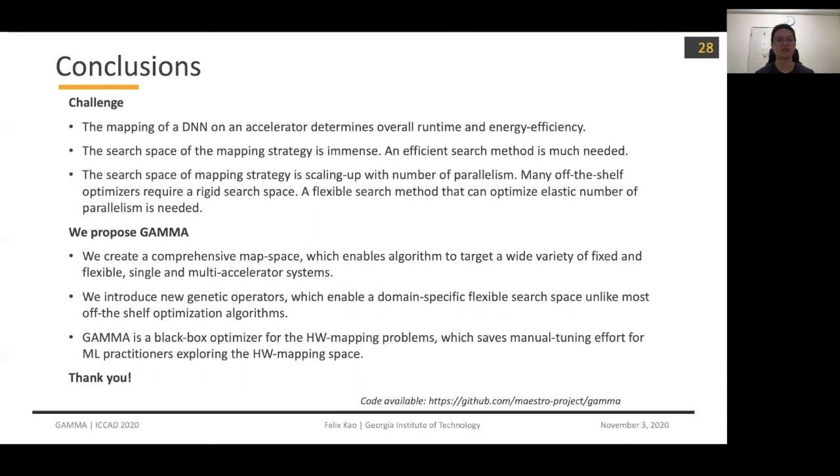To this end, we propose GAMMA. We create a comprehensive map space which enables algorithms to target a wider variety of fixed and flexible, single and multi-accelerator systems. We introduce new genetic operators which enable a domain-specific flexible search space, unlike most off-the-shelf optimization algorithms. GAMMA is a black-box optimizer for the hardware mapping problem, which saves manual tuning effort for ML practitioners who are exploring the hardware mapping search space.